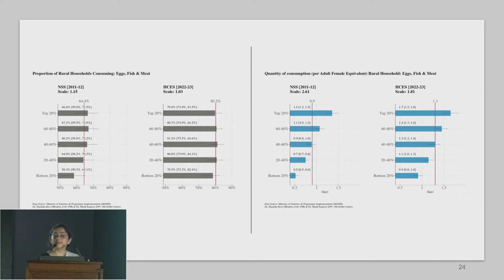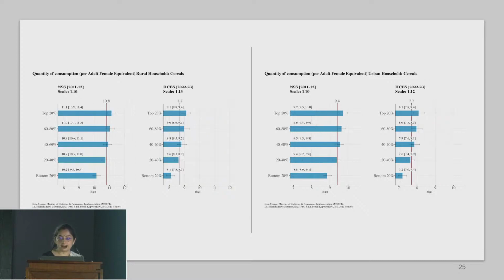You're seeing this in the case of eggs, fish and meat across quintile classes. Again, for the bottom, it is higher. In terms of cereal, and this is where there is a lot of unpackaging to do because there are many schemes that have been running. First of all, in terms of proportions consuming, you almost have 100%. Everybody consumes some form of cereal or the other. But if you look at the quantity, this is only giving you quantity.